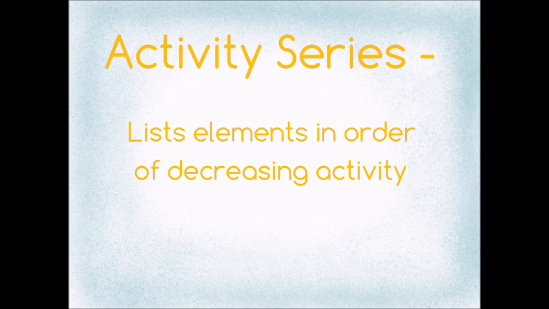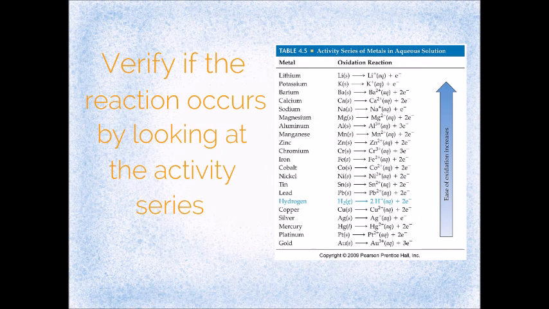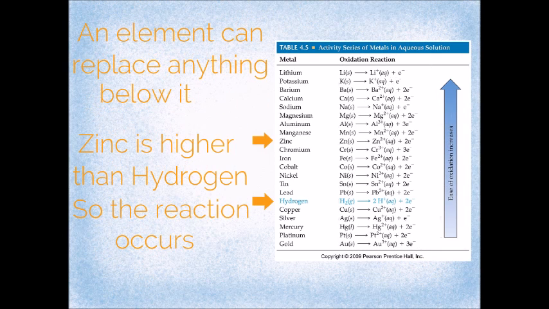Another step in single replacement reactions is to see if the reaction occurs. In order to do this, you have to look at the activity series, which lists elements in the order of decreasing activity. To verify if a reaction occurs, you need to find where the metal and cation are in the activity series. In order for the reaction to occur, the single element has to be higher on the activity series because an element on the series can replace anything below it. In this case, zinc is higher up on the activity series than hydrogen, meaning that zinc can replace the hydrogen, so we know that the reaction can occur.